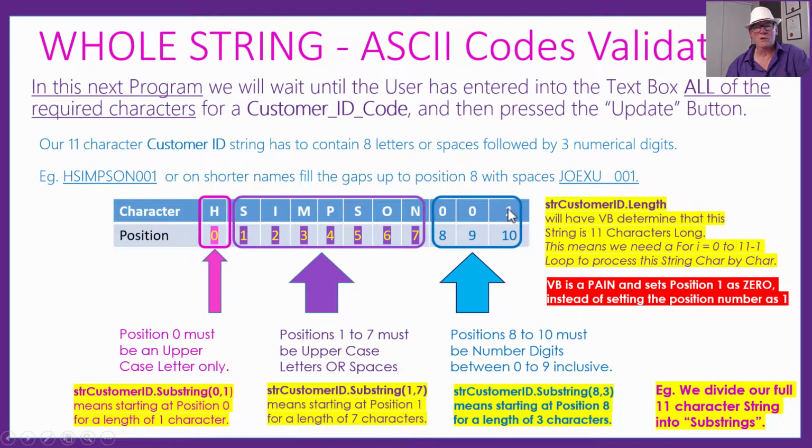So with the substring processing, we can pull strings apart and divide them up because we want to work on this in the validation in different sections. We're going to have one section that checks this first one: have they got an uppercase letter in there? Another section that will check this bit of stuff: have they got letters or spaces? And then a final section in the validation that's going to check out these last 3 digits at positions 8, 9, and 10, that they're number digits between 0 and 9.